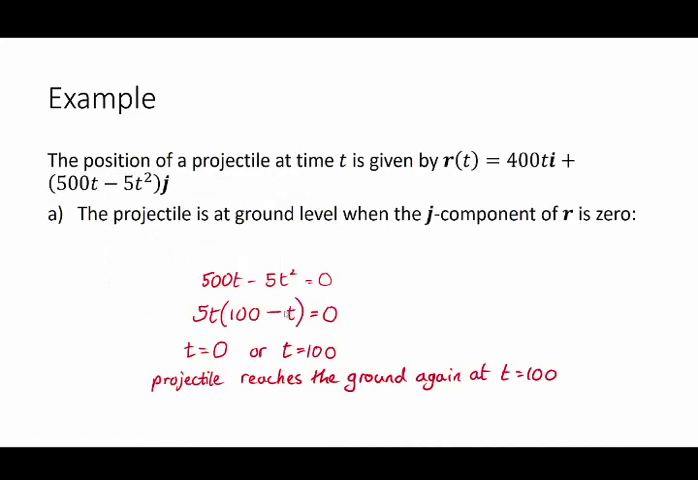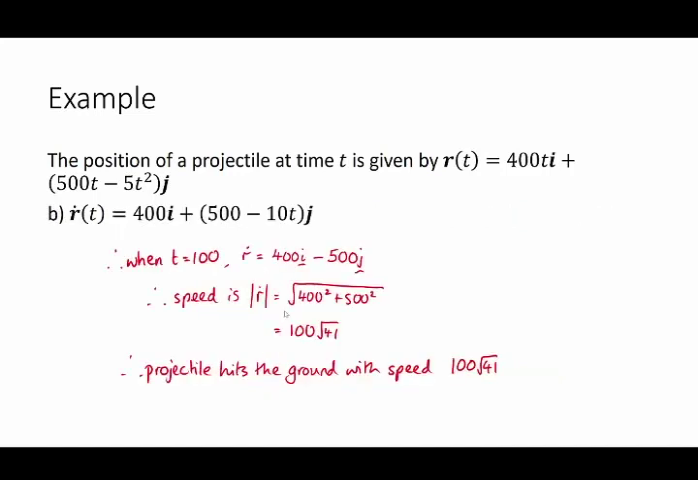So when does it hit the ground again? So it's at ground level when the j component of r is 0, and I've already got r, so I'm just putting that 500t minus 5t squared equal to 0. Solve that, and I find that it reached the ground again at t is 100.